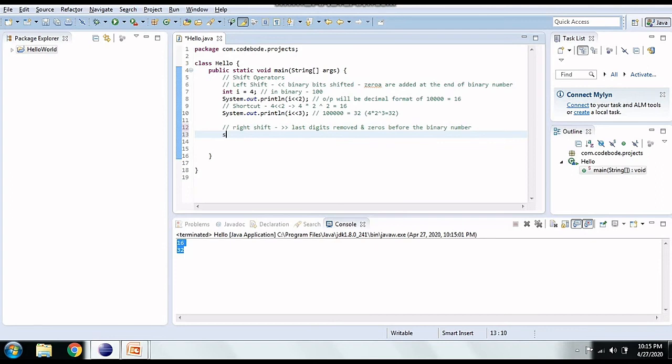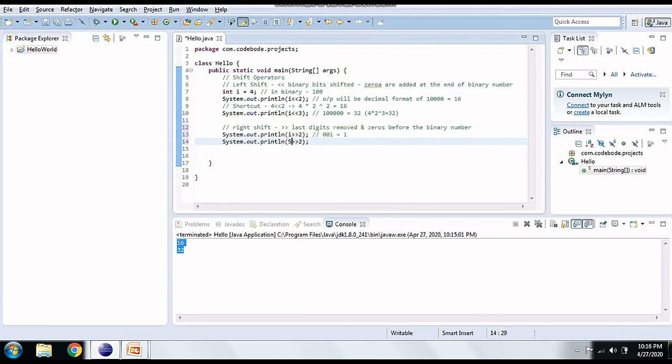So if I say I, right shift operator 2, so I was 4, 2 zeros at the end of 4 are going to be removed and 2 zeros will be appended at the beginning of 1. So in this way our answer is 1. So no matter what bits you have at the end of the number, they are going to be removed and new zeros will be appended before the digit.